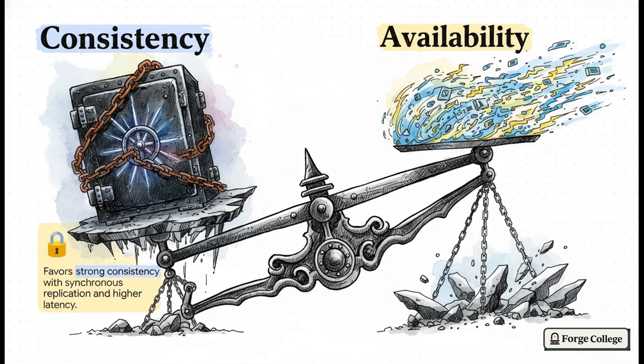Let's look at a classic tension: consistency versus availability. Do you want your data to be perfectly, synchronously correct across all nodes right this very second? If you do, you're going to have to accept higher latency. Or do you just want the system to stay online, be highly available with asynchronous replication, and figure out the exact state a few milliseconds later? You literally cannot have both perfectly at the exact same time.